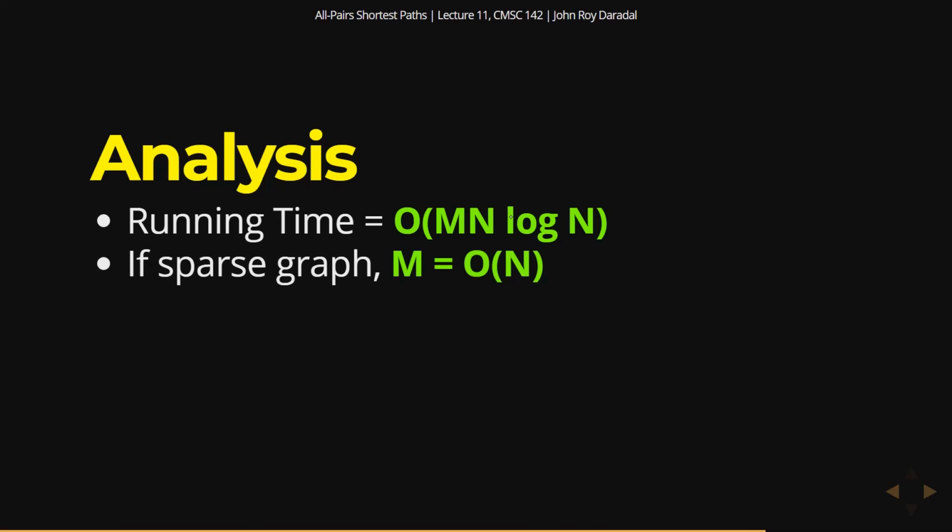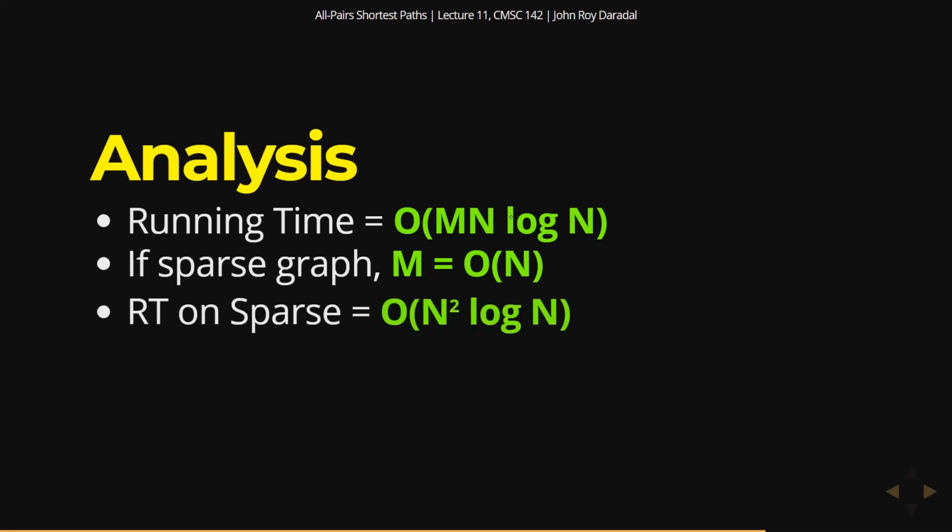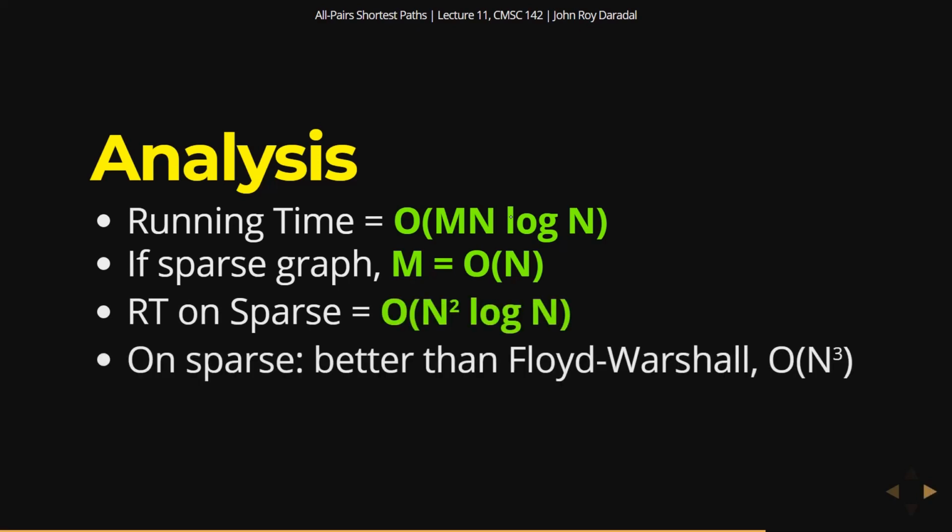So if it's a sparse graph where m is O of n, the running time is n squared log n. And on sparse graphs, it's better than Floyd-Warshall, which is O of n cubed, right? Because n squared log n is better than n cubed. But on a dense graph, m here would become n squared, so this would become n cubed log n. So actually, Floyd-Warshall will run faster if it's on a dense graph. But on a sparse graph, it runs better than Floyd-Warshall. Okay?